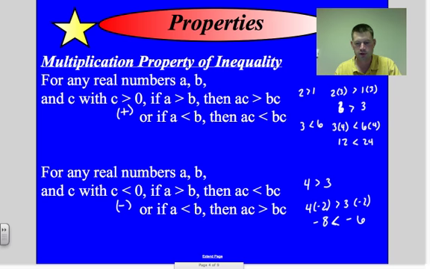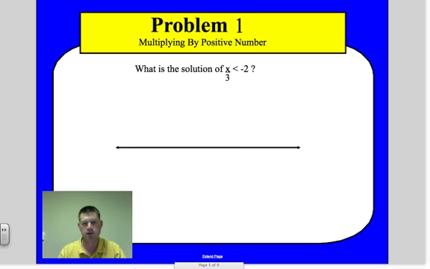So you want to note off to the side of your notes that anytime you multiply both sides by a negative, you must flip the sign. Well, let's look at some examples. The first one is multiplying by a positive. So obviously we're not going to flip the sign, but let's see how it works.